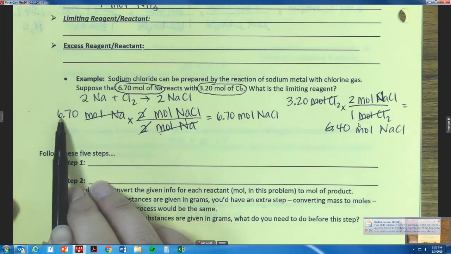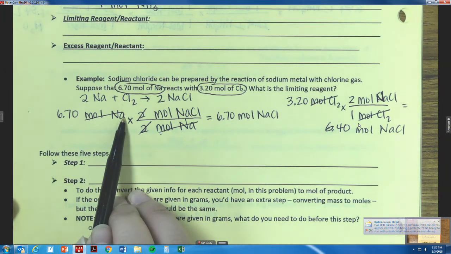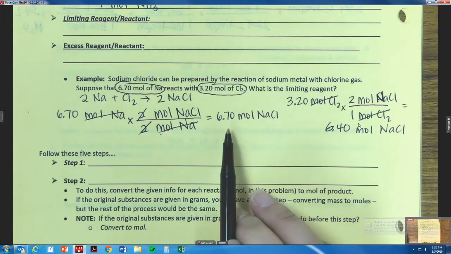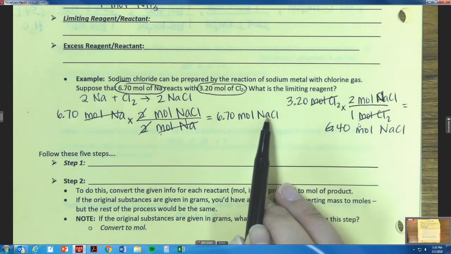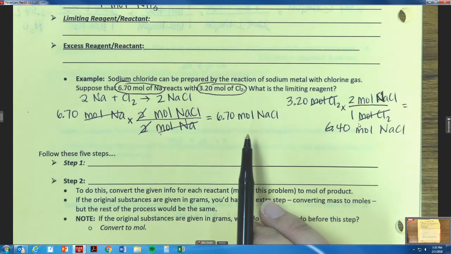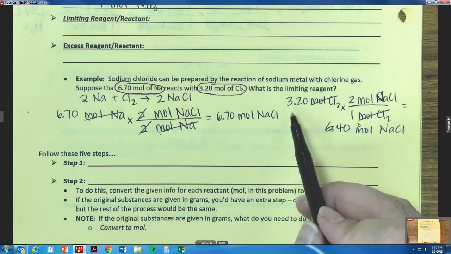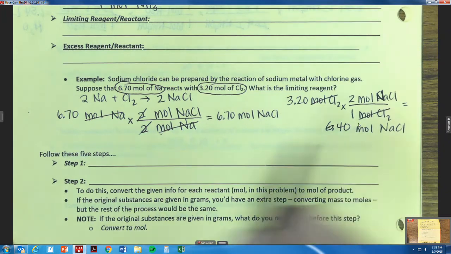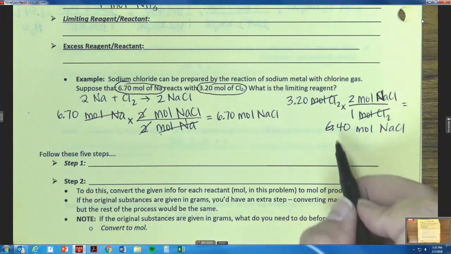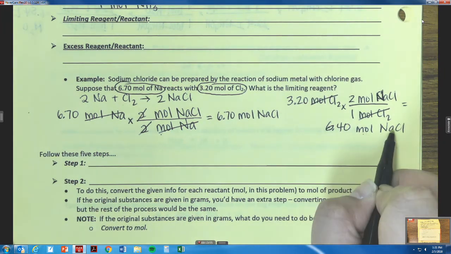So basically what all this is telling you is that for your reactant sodium, if you have 6.7 moles of sodium, then it's going to produce 6.7 moles of sodium chloride, which is your product. Now your other reactant, you have 3.2 moles of chlorine. That's only going to give you 6.4 moles of sodium chloride.